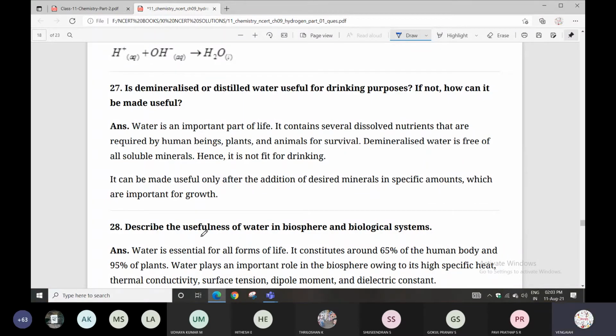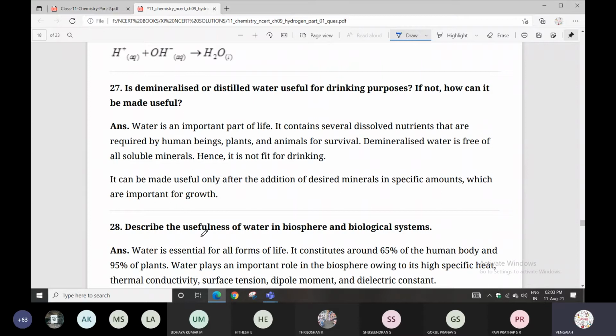Demineralized water is free of all soluble minerals, hence it is not fit for drinking purpose. It can be made useful for drinking after the addition of the desired minerals in specific amounts which are important for growth. So you can add minerals, and after that it is useful for drinking purpose.